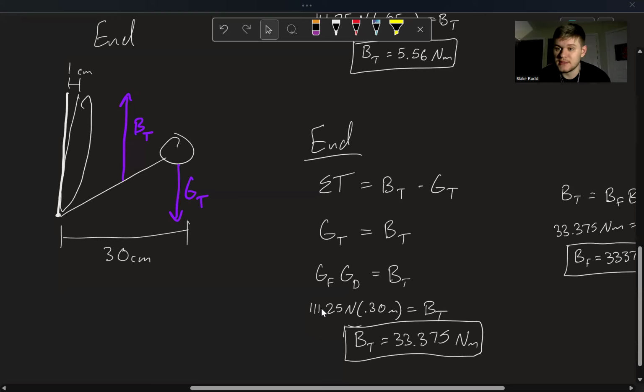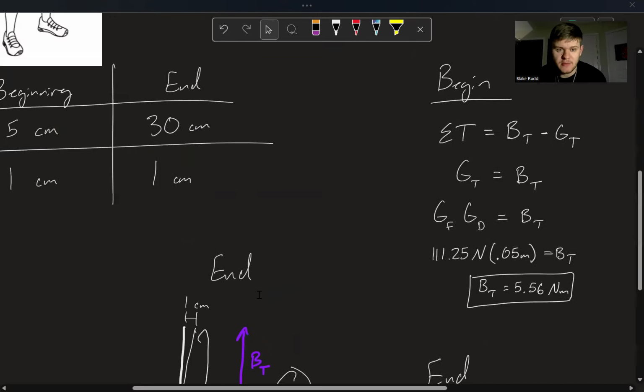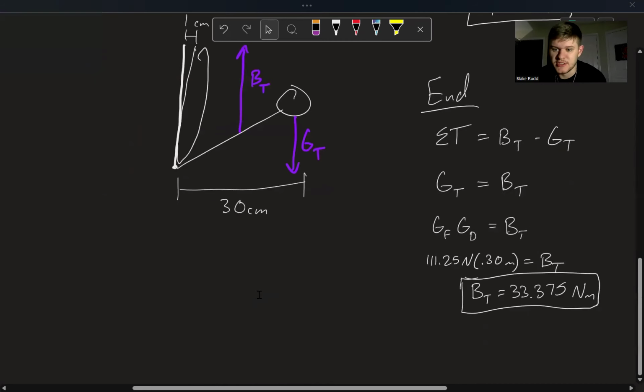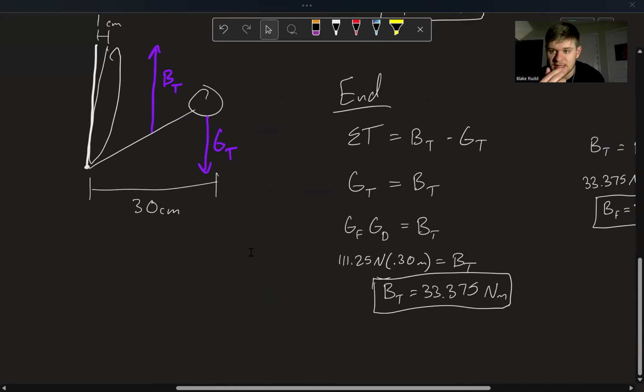The force of my dumbbell did not change. So it's 111.25 newtons still. What did change is my moment arm, which we have at 30 centimeters, which is 0.30 meters. Once again, everybody has a calculator and can multiply. That bicep torque is 33.375 Newton meters.